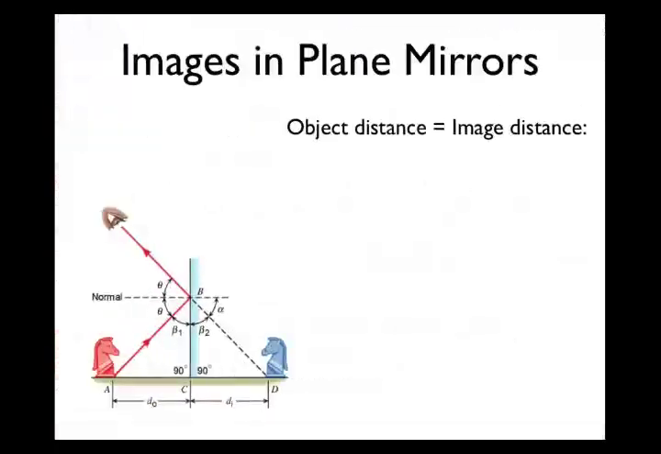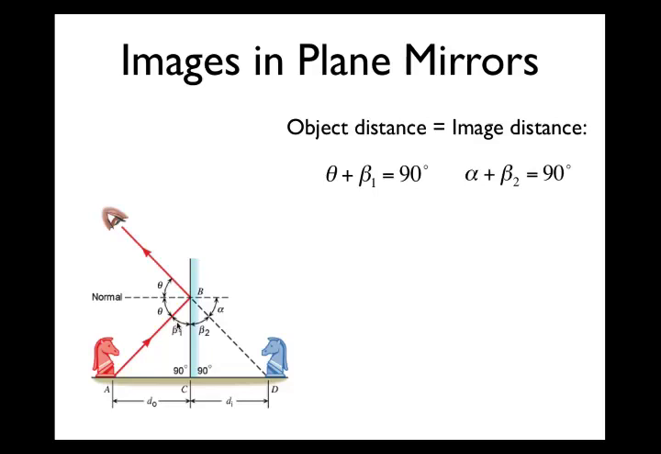Images in plane mirrors have the property that the object distance is equal to the image distance. We're going to deduce that from geometry here. If you do not care about geometric proofs of this, feel free to skip ahead to the next slide. So the object distance is equal to the image distance. How do we establish that? Well, if we look at our diagram and we switch the rook out for a knight, light that leaves the bottom edge of the knight and travels up to the mirror and then is reflected back into the eye of the observer will follow the law of reflection, so the angle of incidence will equal the angle of reflection here.